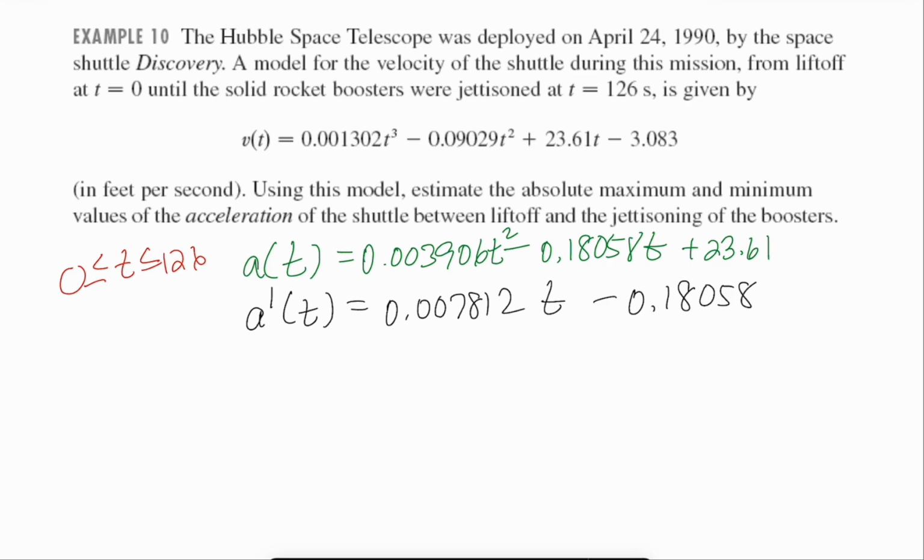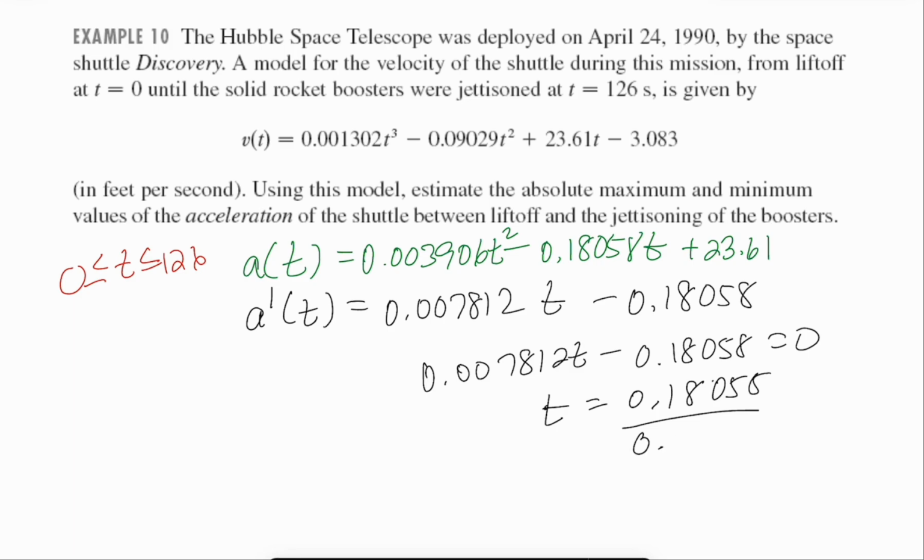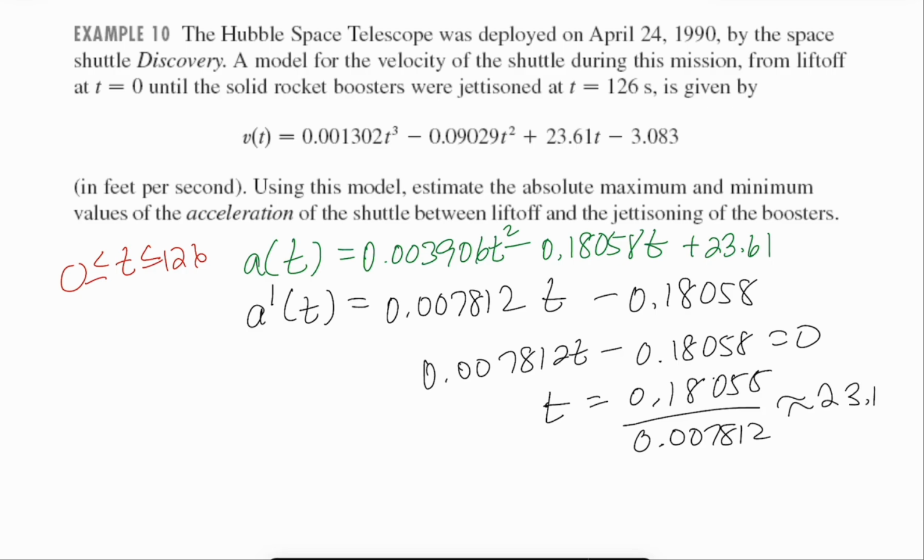Okay. Now we need the critical numbers that occur there. That is a linear function. It will only have a critical number where it's equal to 0. So let's set that equal to 0. And so if we divide 0.18058 by 0.007812, let me tell you what we get. We get approximately 23.1 seconds. We have a critical number, okay?